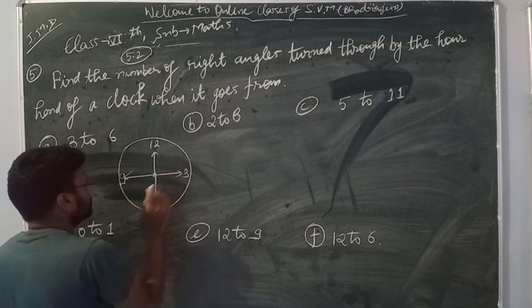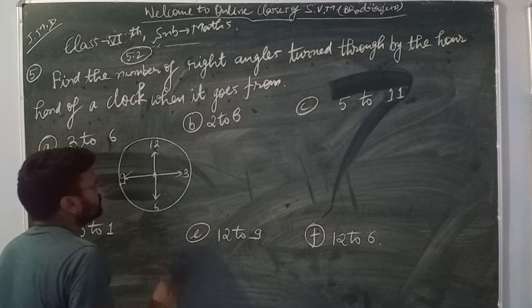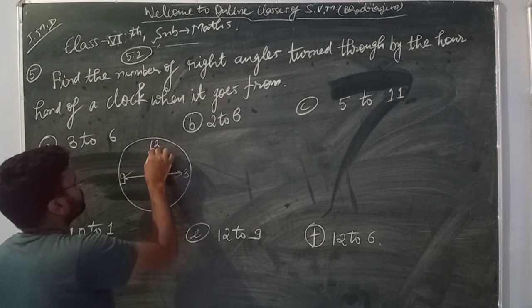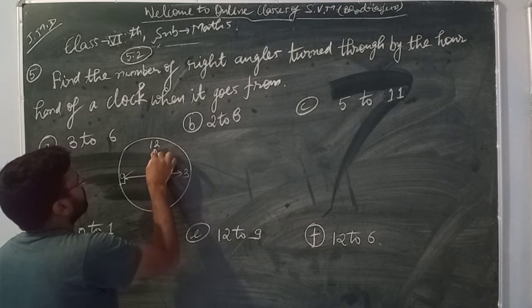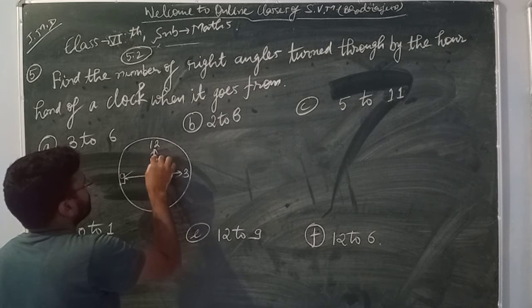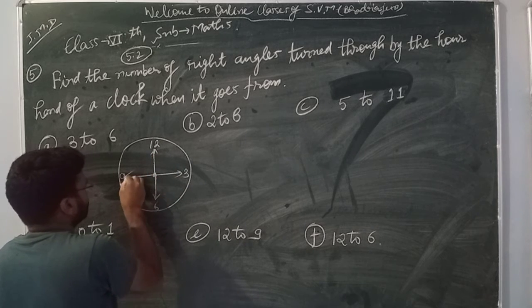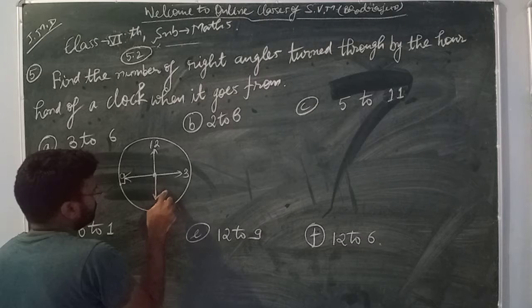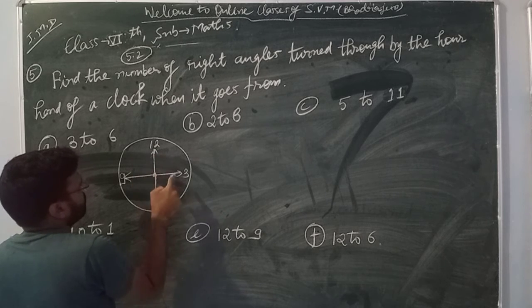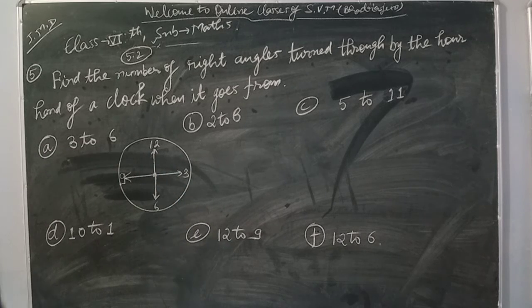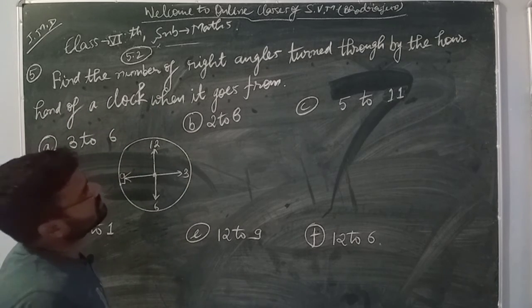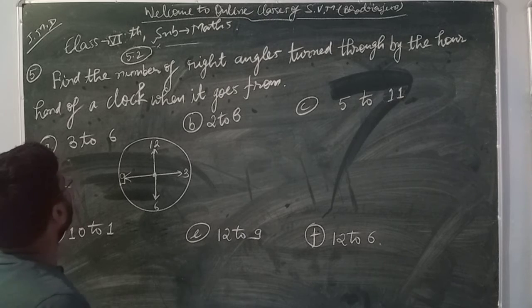Clock starts from 3, goes 6, 9, 10. Okay, clock is starting from 3 and after that what? After that 6, after that 9, and in the end this is our plan. Good. चलिए, तो अपन देखो क्या करेंगे भाई, यहाँ पे ध्यान देंगे 3 to 6 जाते हैं और ये दिया है: find the number of right angles turned through by the hour hand.